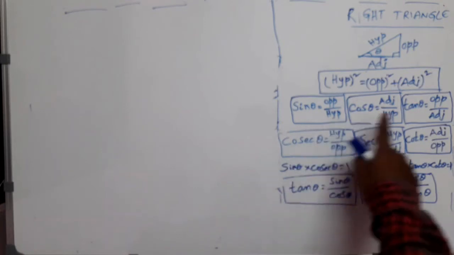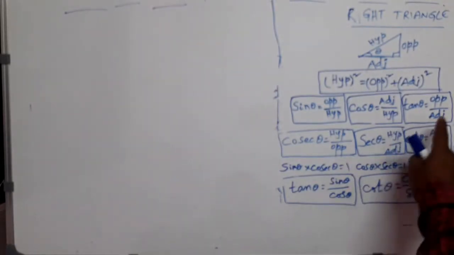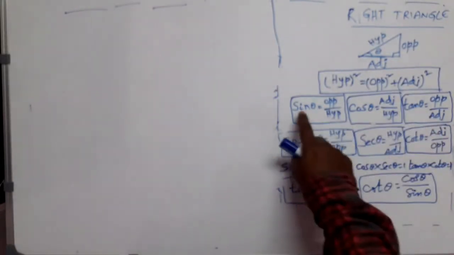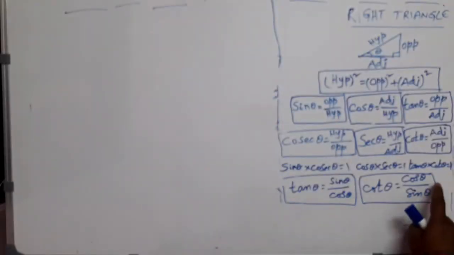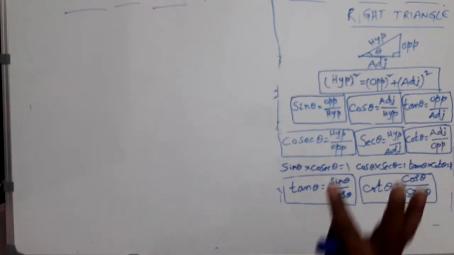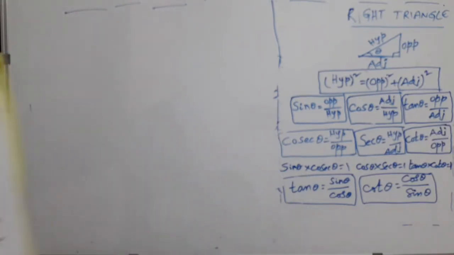One more observation here: if you write sine theta by cos theta, opposite by hypotenuse divided by adjacent by hypotenuse, the hypotenuse gets cancelled. What will be remaining? Opposite by adjacent side, which is tan theta. So sin theta by cos theta is tan theta. In the same way, cos theta by sin theta is cot theta. You are supposed to remember these formulae. They are very useful and they are required in trigonometry.